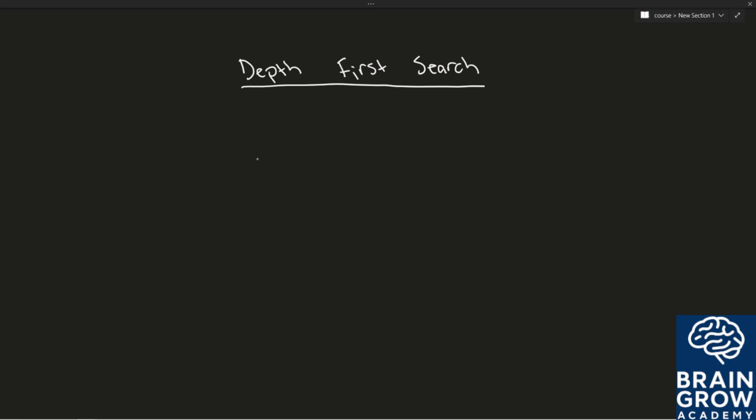So there's a couple of things that we need. The first thing we need is a starting vertex. And the second thing that we need is to make sure that we track the vertices that we have visited.